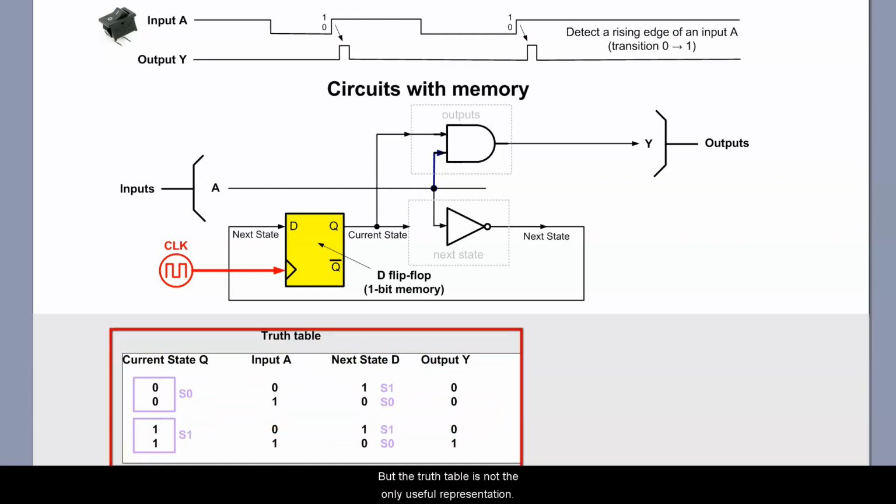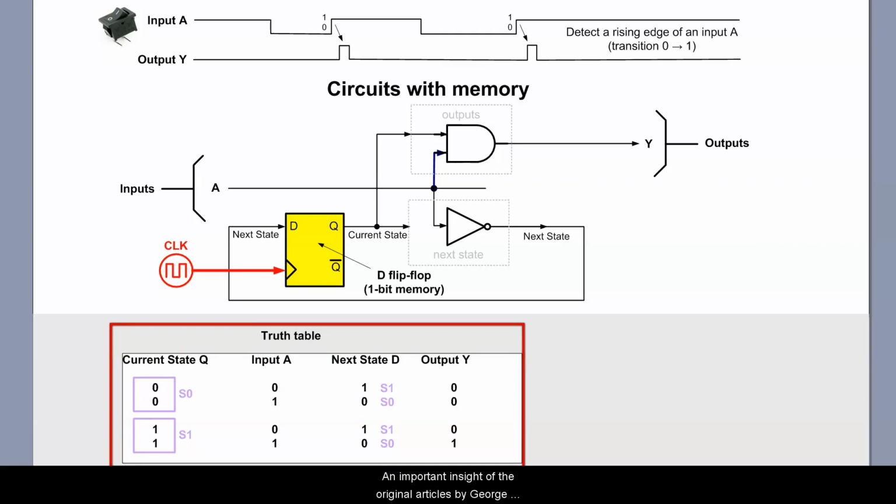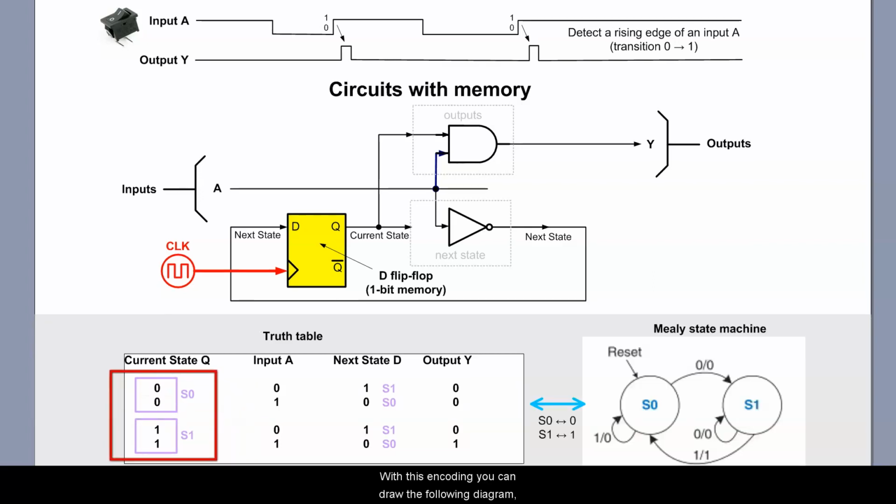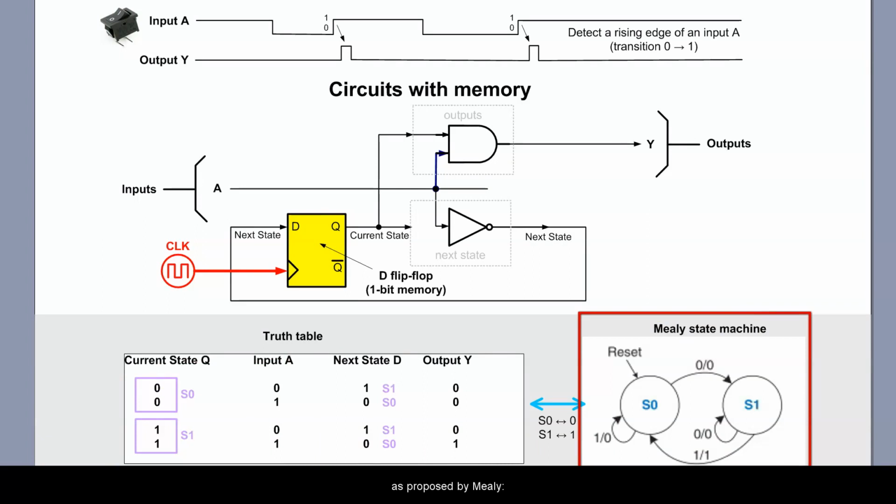But the truth table is not the only useful representation. An important insight of the original articles by George Moore and Edward Mealy was to abstract the states of the system by naming them, and then by applying the automata theory to depict the truth table information as a state diagram. The association between the state names and the output values of the flip-flops is known as binary encoding, and here the encoding is particularly simple. State name S0 is assigned to the flip-flop value 0 and S1 to the value 1. With this encoding, you can draw the following diagram as proposed by Mealy.